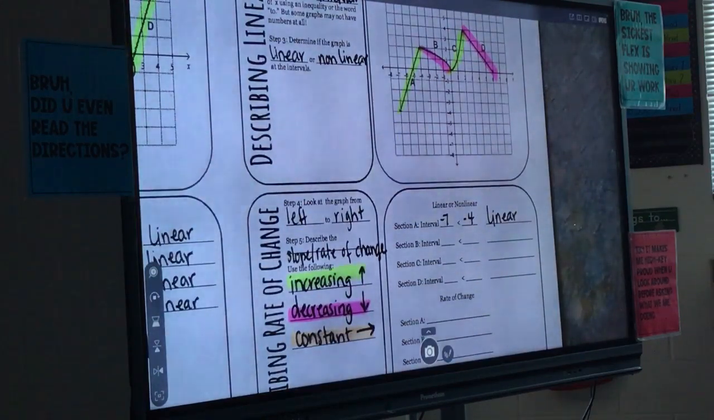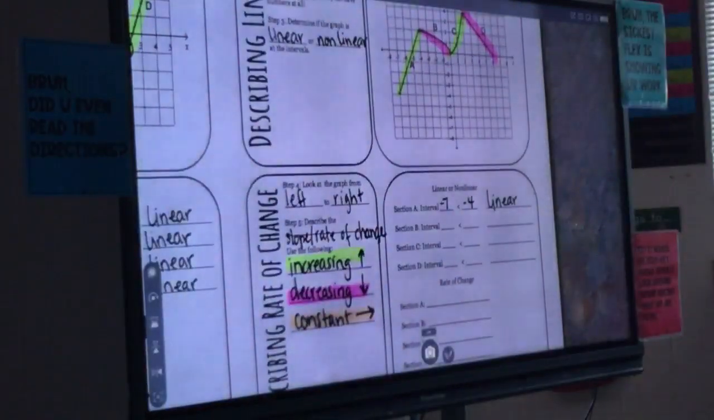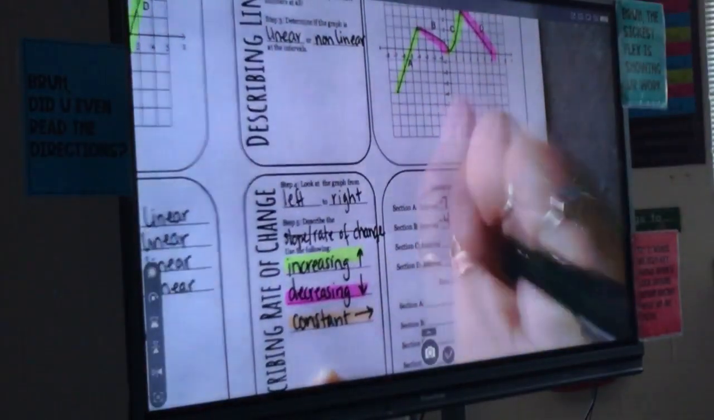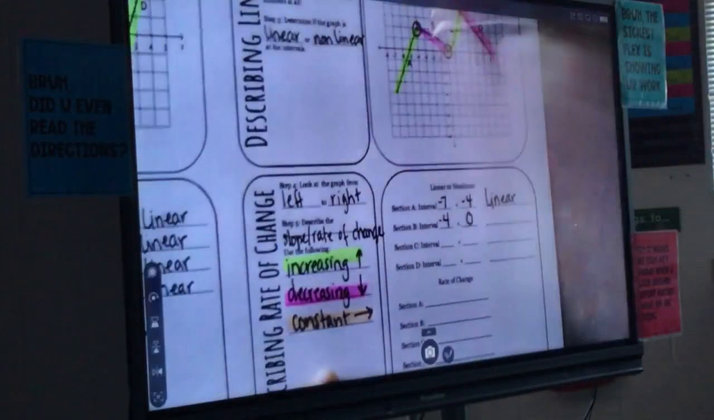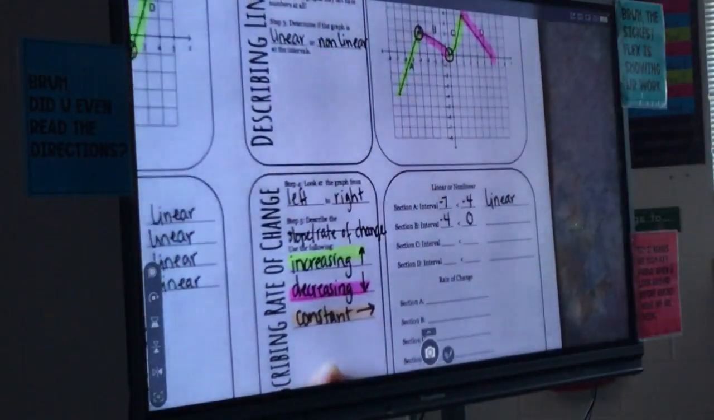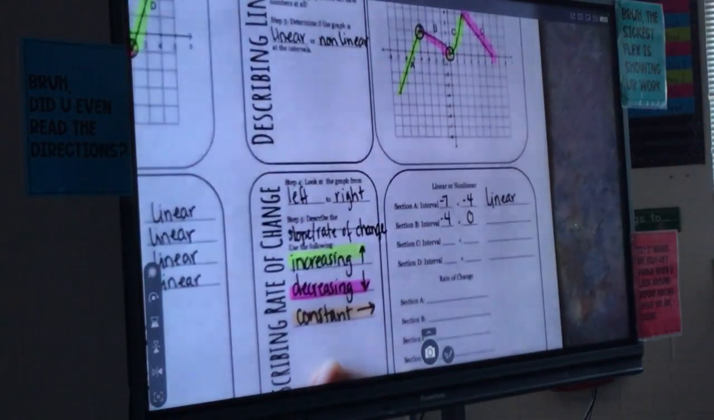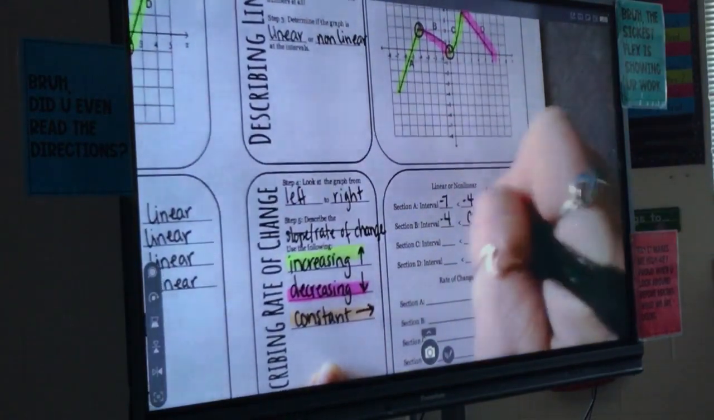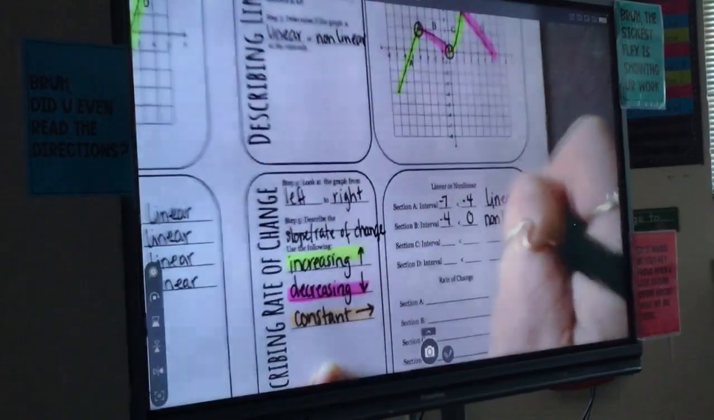All right, section B. What are the 2 numbers? So where does it start? Where does it end? Ariana? -4 and 0. Okay, and again, it starts here, ends here. Linear or non-linear? Non-linear. How do you know? Because it's not a straight line.